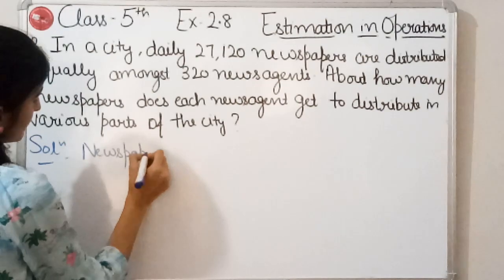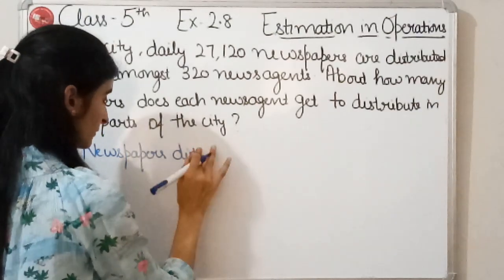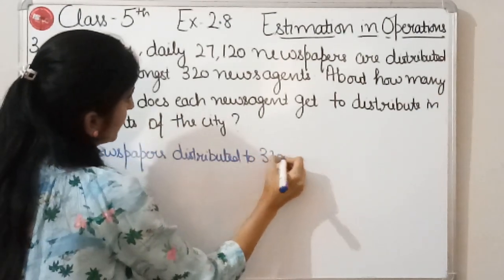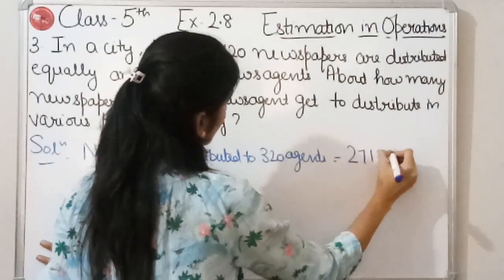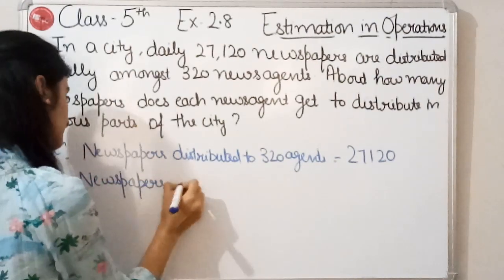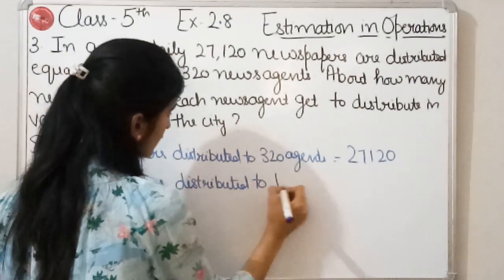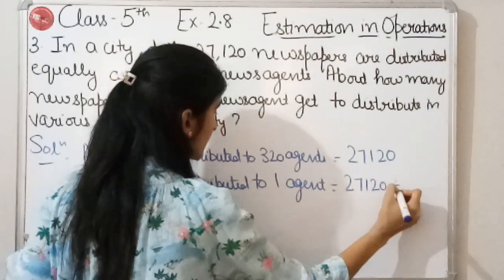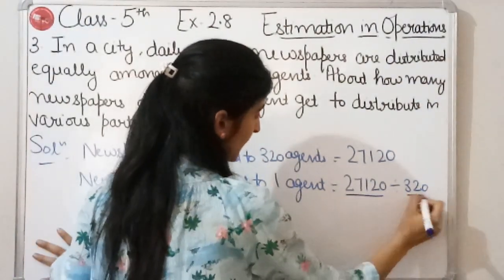Newspapers distributed to 320 agents is equal to 27,120, and newspapers distributed to one agent will be equal to 27,120 divided by 320. But we have to round off this and this.